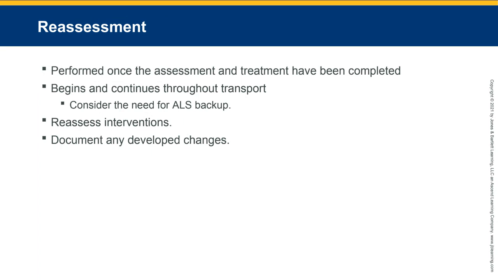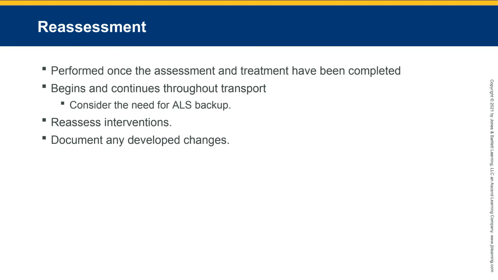Now, after the secondary assessment, we have the reassessment phase. It is performed once the assessment and treatment have been completed. It begins and continues throughout transport. Consider the need for ALS backup. And if you need ALS, don't delay requesting ALS. Reassess interventions, document and communicate findings, and monitor the patient for any changes. And your reassessment is you basically repeating your primary assessment. That's what you're doing. You're repeating your primary.